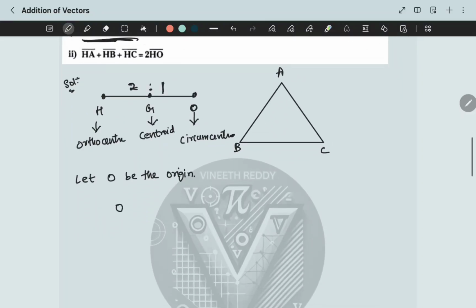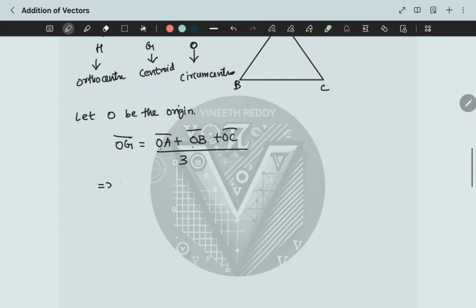So now, OG vector should be equal to, now this is the centroid, right? This should be equal to OA vector plus OB vector plus OC vector divided by 3. By definition, dear students. Hope you understood this. Centroid, in 3D, we write x1 plus x2 plus x3 by 3. So in that way, OG vector is OA vector plus OB vector plus OC vector divided by 3. Now cross multiply: 3 times OG vector is equal to OA vector plus OB vector plus OC vector.